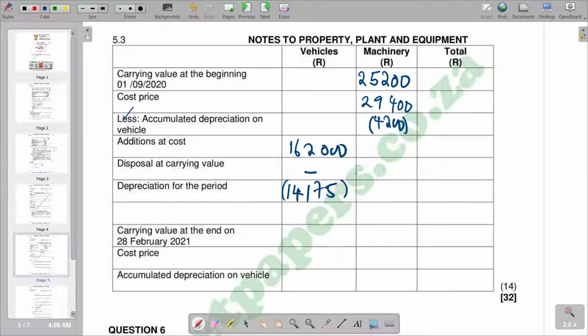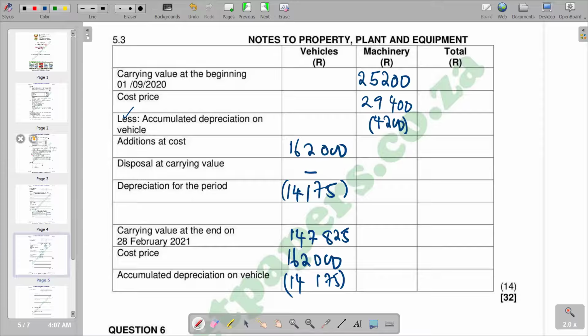So the same cost that we have here is supposed to come again as the cost here, since that's the only vehicle that is there. And this becomes the accumulated depreciation, 14,175, because that's the only depreciation that we have there. So we subtract it at the end, which is going to be 147,825. So that's what we have in the column of vehicles. Then we go to machinery.